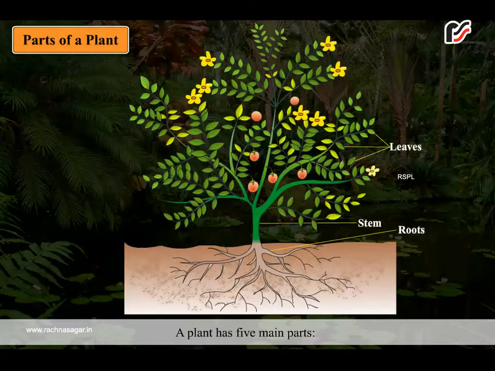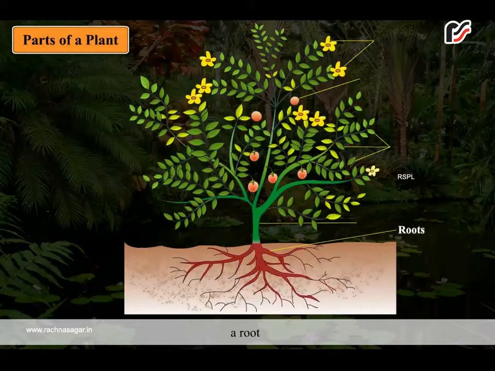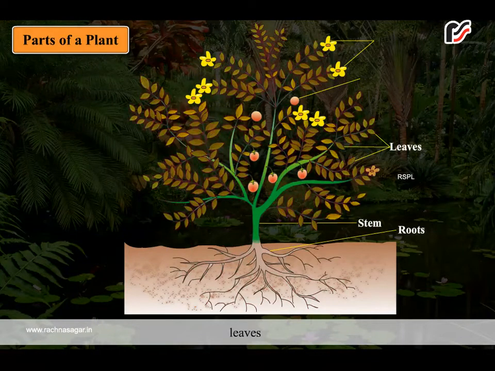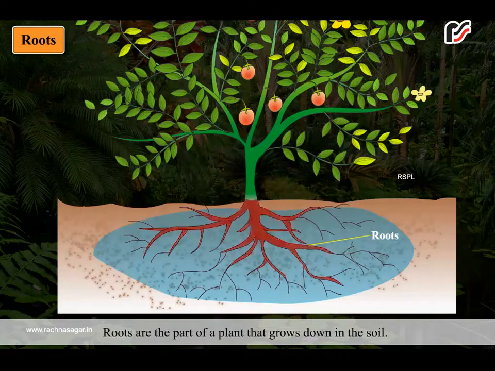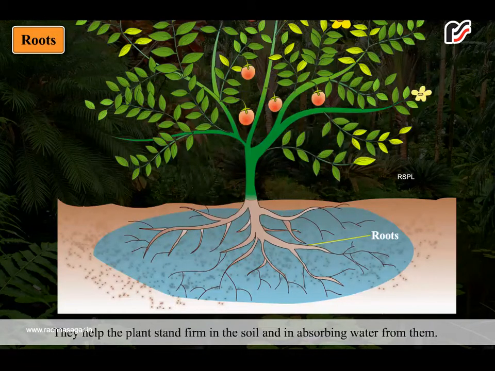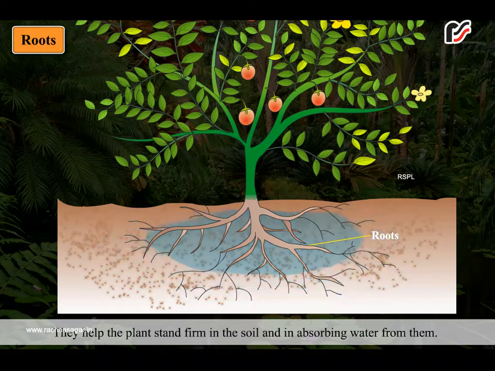A plant has 5 main parts: a root, stem, leaves, flowers and fruits. Roots are the part of a plant that grows down in the soil. They help the plant stand firm in the soil and in absorbing water from it.